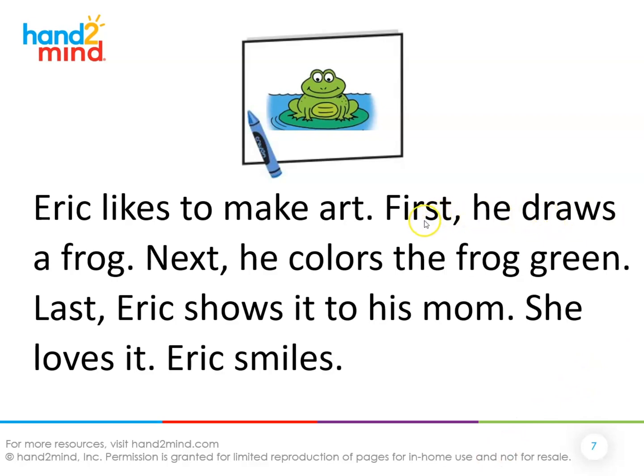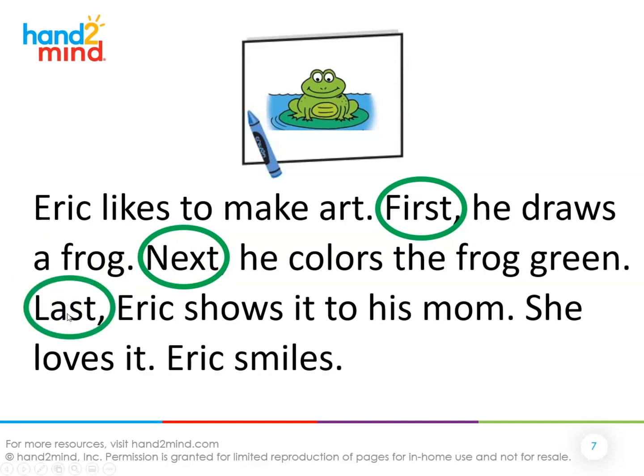First, I saw the word first. In the story, it says, first he draws a frog. Then I saw the word next. So after Eric draws the frog, next he colors the frog green. And then finally, I saw the word last, meaning that the last thing Eric does is he shows it, which is the picture, to his mom.